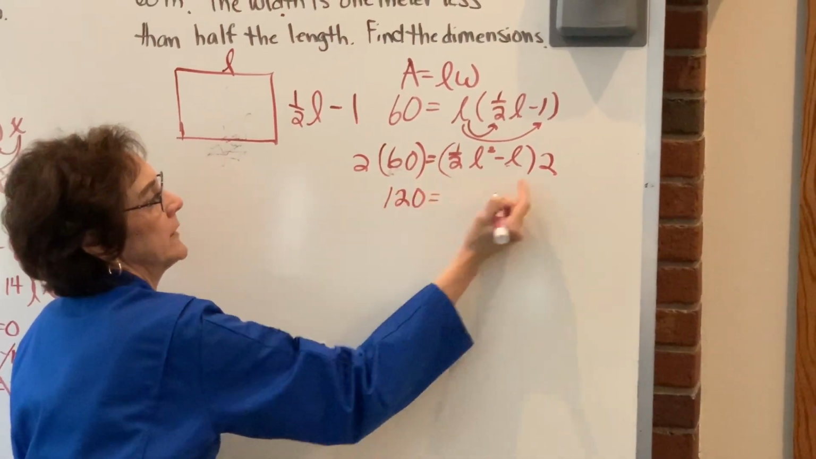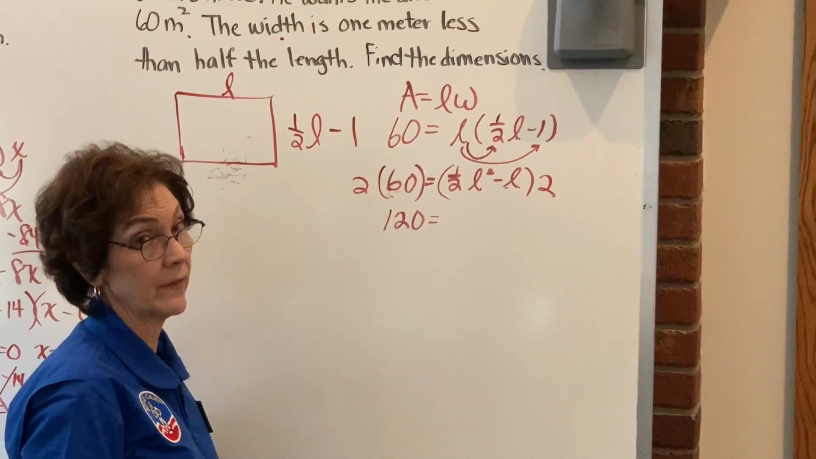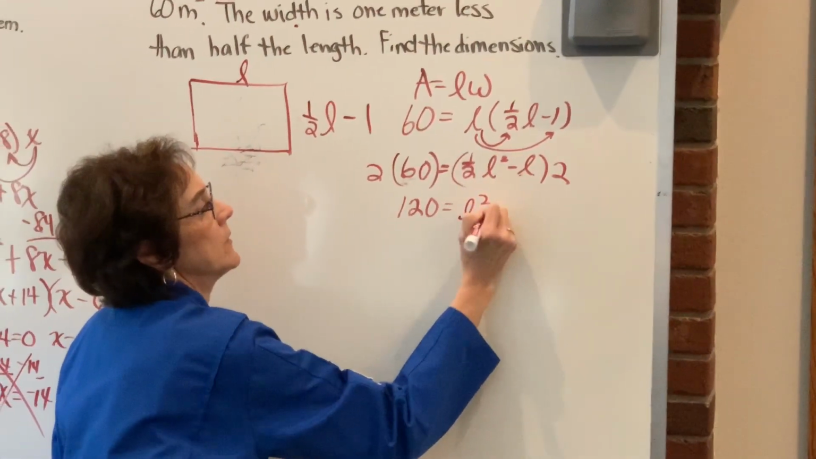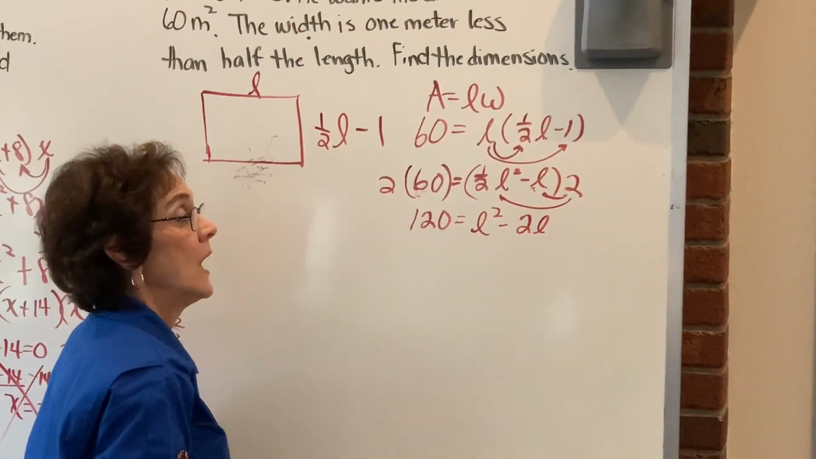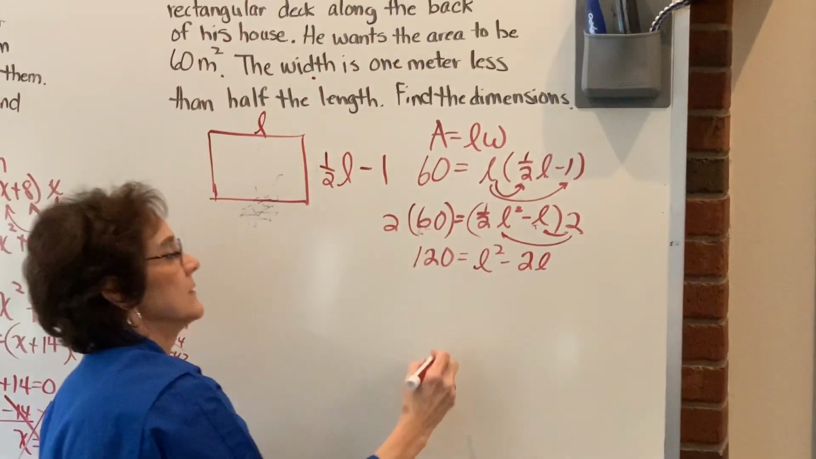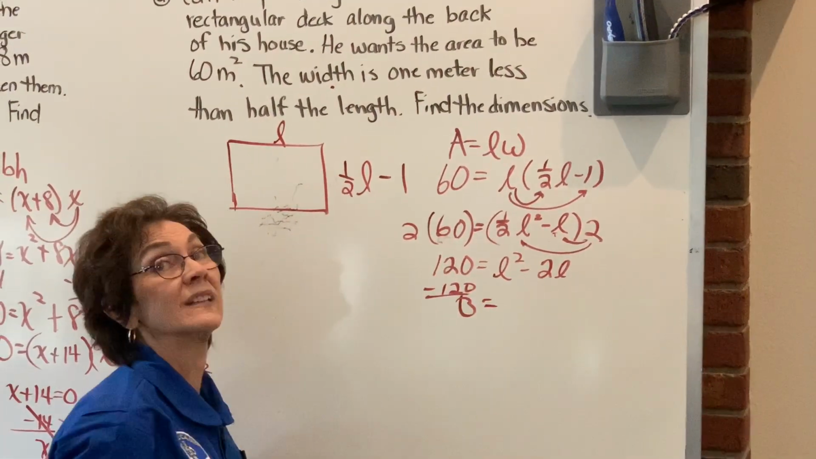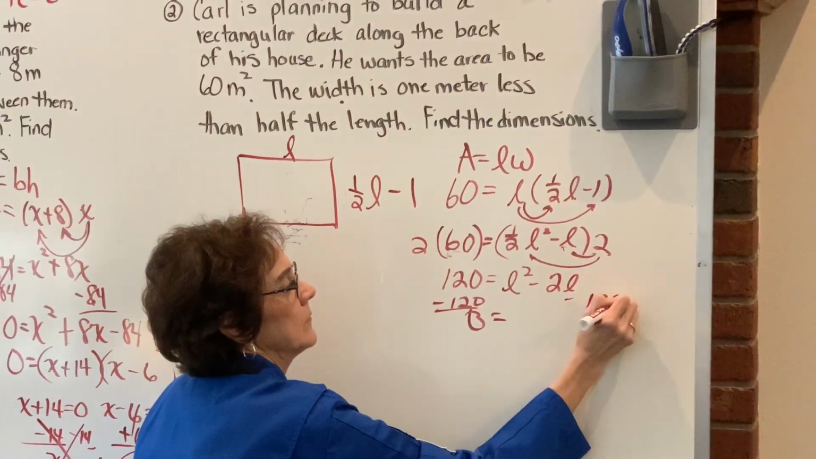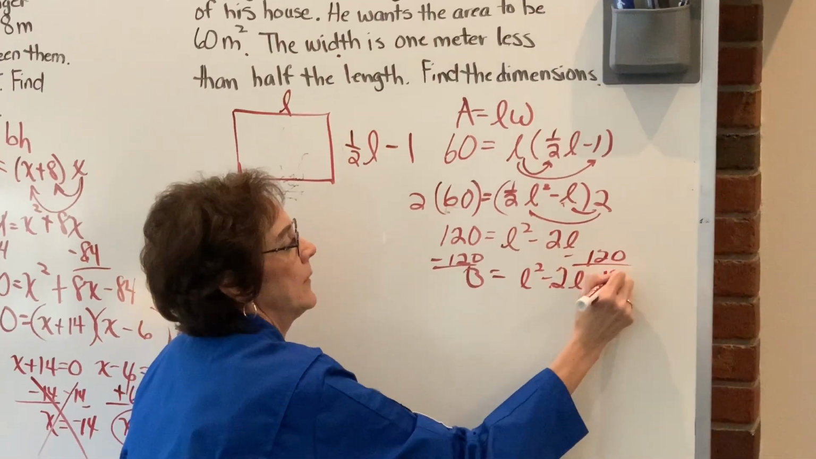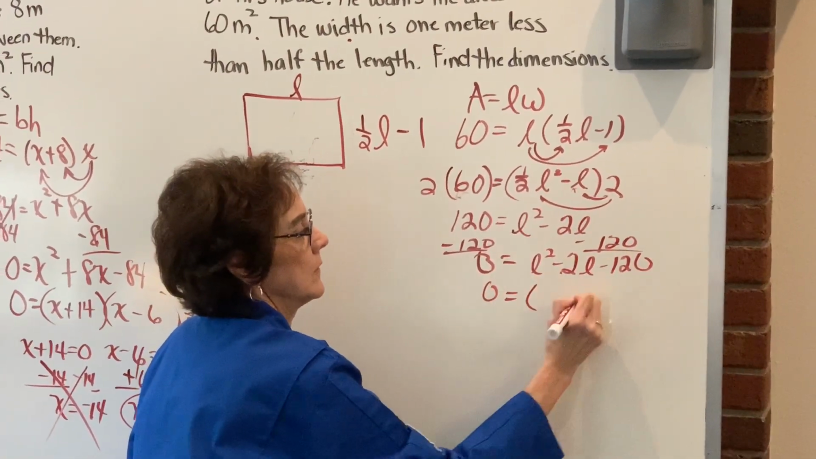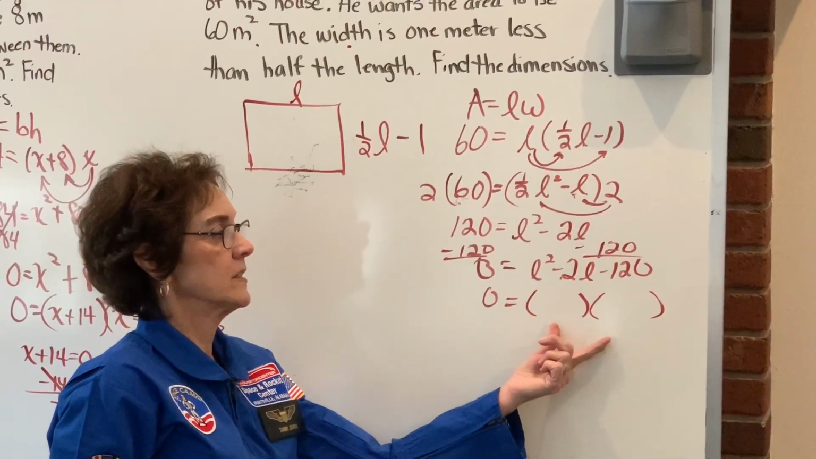So that's 120. Distribute. The 2's would cancel. 1/2 doubled. 1/2, 1/2. That's 1 whole. So that's just L squared minus 2L. So I'm just distributing to both. All right, it's got to look like that. So I got to subtract 120. I need it to equal 0. So L squared minus 2L minus 120. All right, so that's what we are trying to figure out.